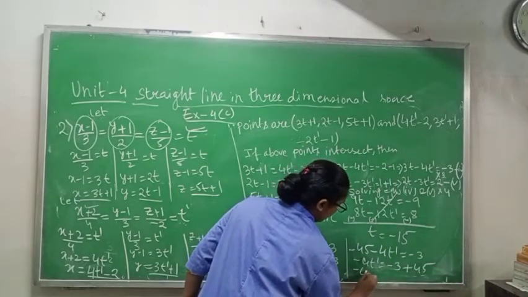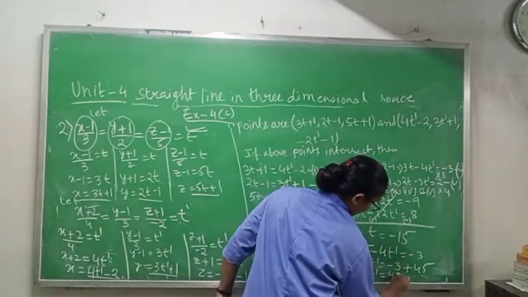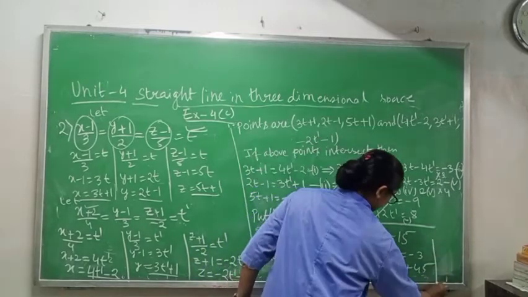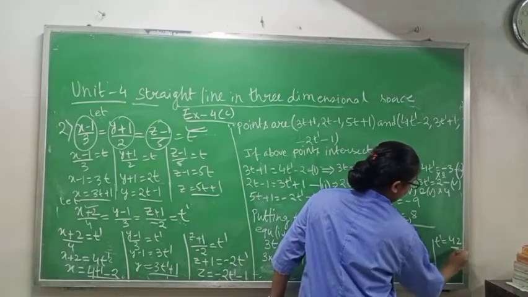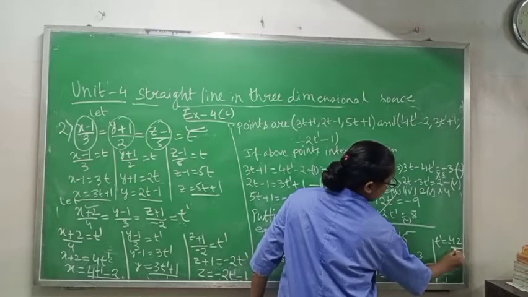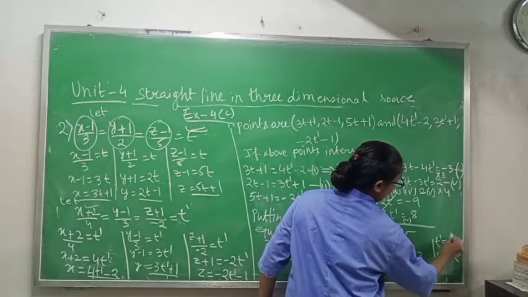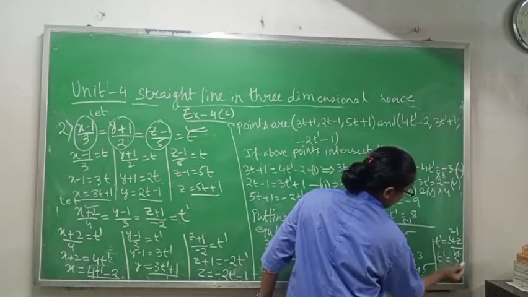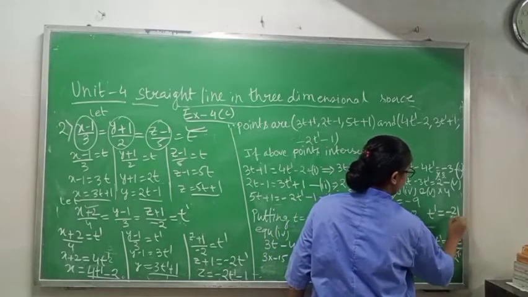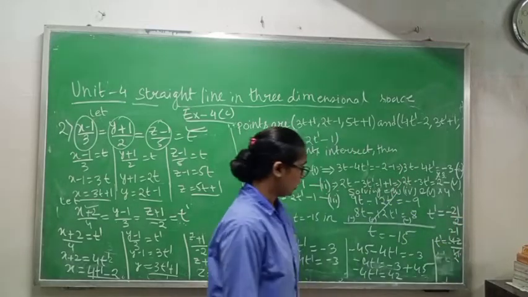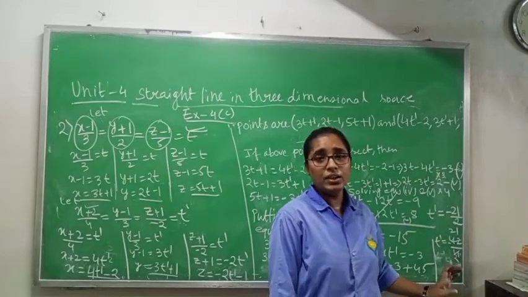So how much you are getting? Minus 4t dash equals to 42. Here t dash equals to 42 by minus 4, and we can take 2 here. So 2 2s are 4, 2 21s are 42. So t dash value you will get minus 21 by 2. Okay, t dash value after cancelling we are getting minus 21 by 2.